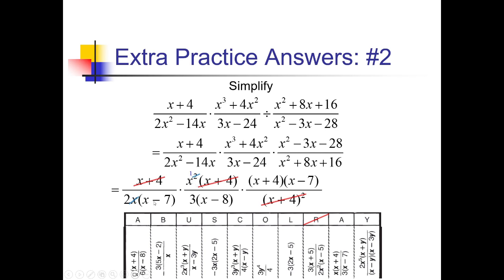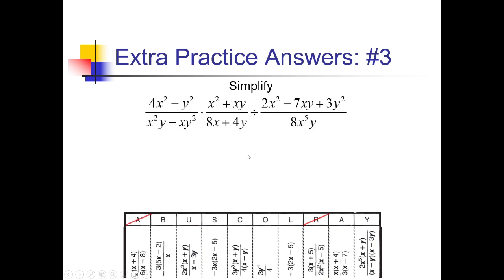X minus 7 and this x minus 7 can cancel. And this 3, there isn't really anything I can do there. This x we already took care of. X minus 8, no matches there. So cleaning up what we've got left here, in the numerator we have an x and an x plus 4. In the denominator we have a 2 times a 3 gives us a 6 along with this x minus 8. So x plus 4 over 6 parentheses x minus 8. I see that over here at the very beginning, so let's cross off that a.